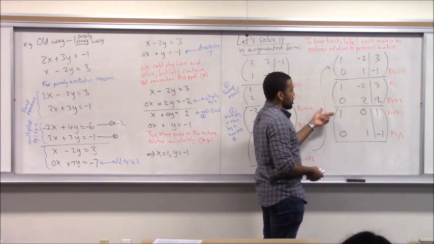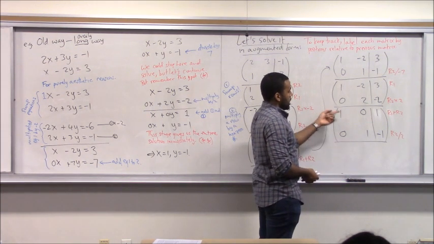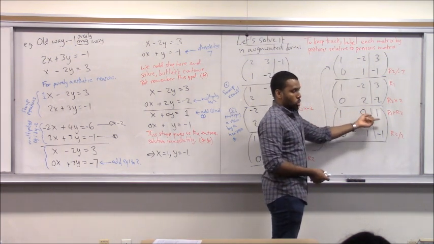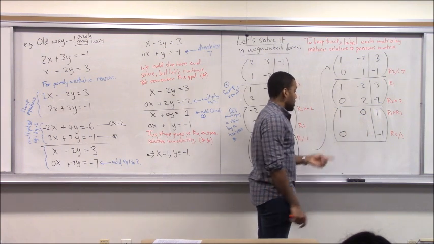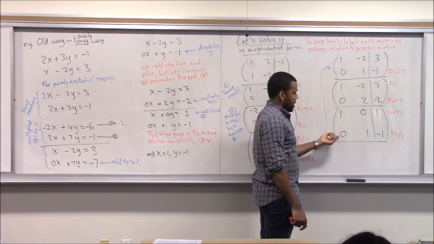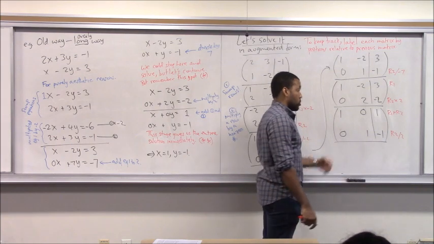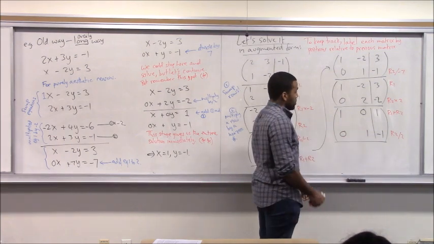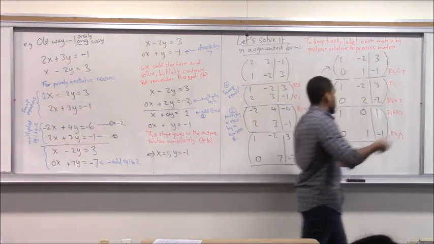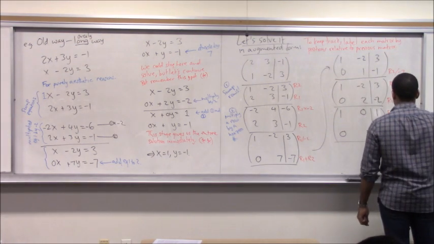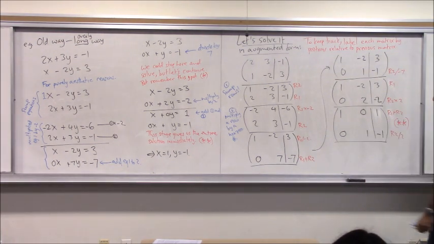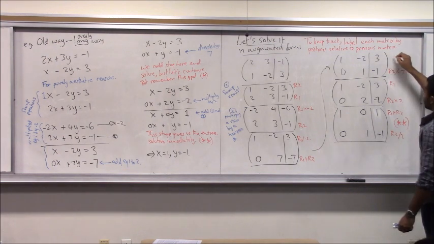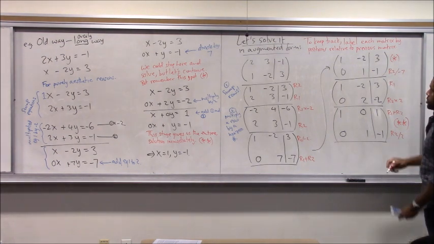The first row tells me that 1x plus 0y equals 1. In other words, x equals 1. The second row tells me 0x plus 1y equals -1. In other words, y equals -1. So this is equivalent to the second star position that I had over there. And this one is equivalent to the 1 star position I had over there.